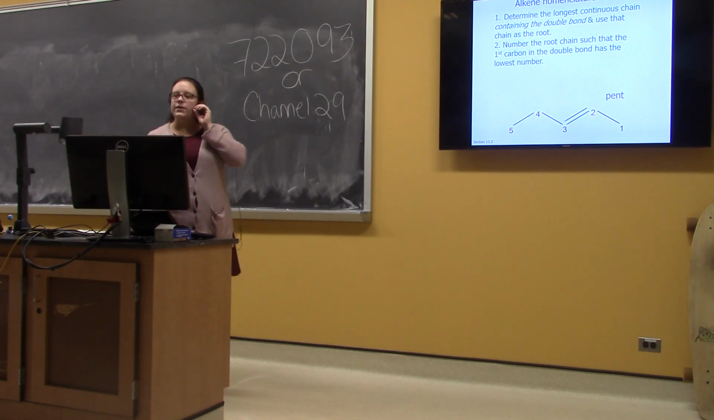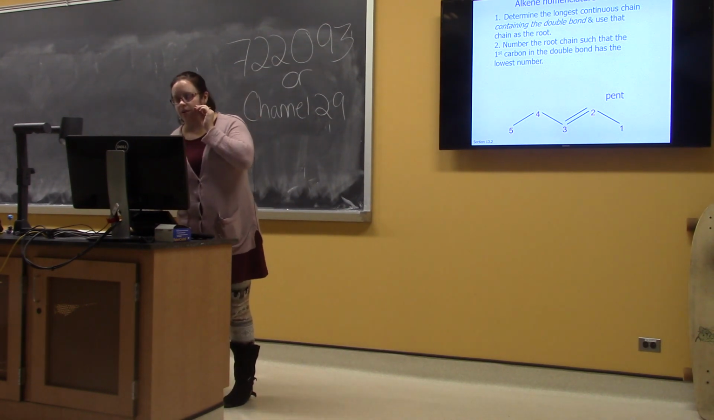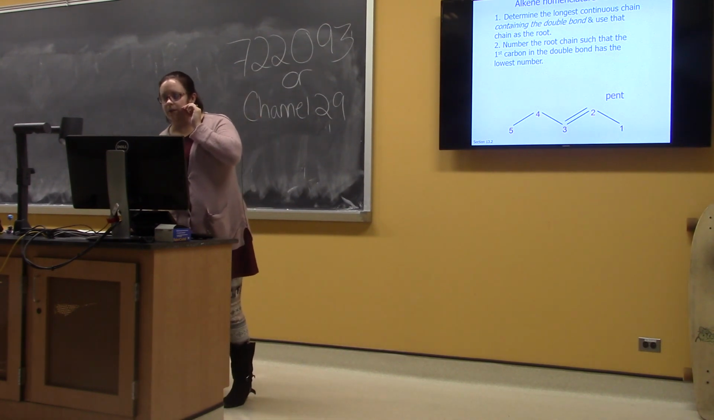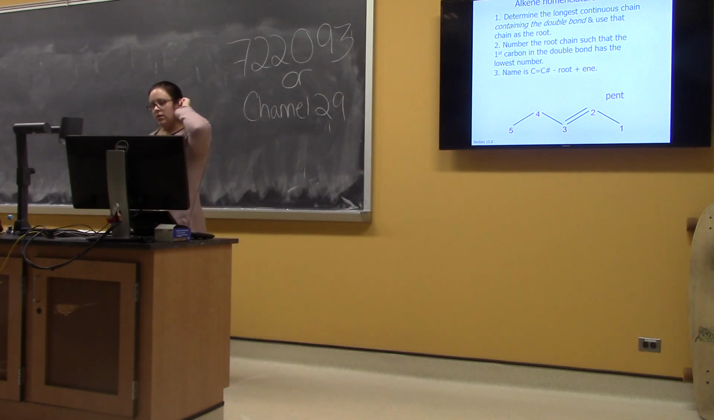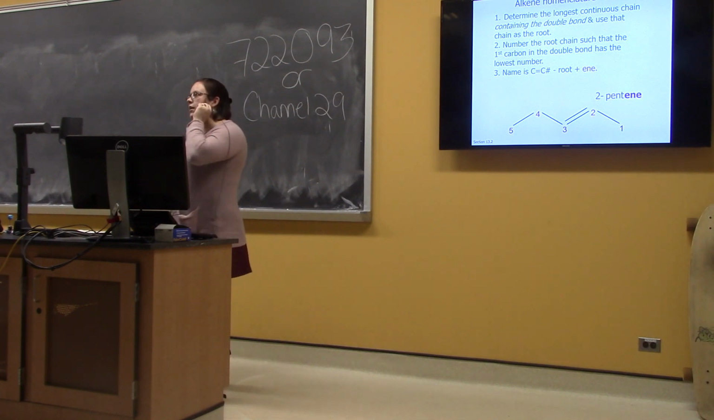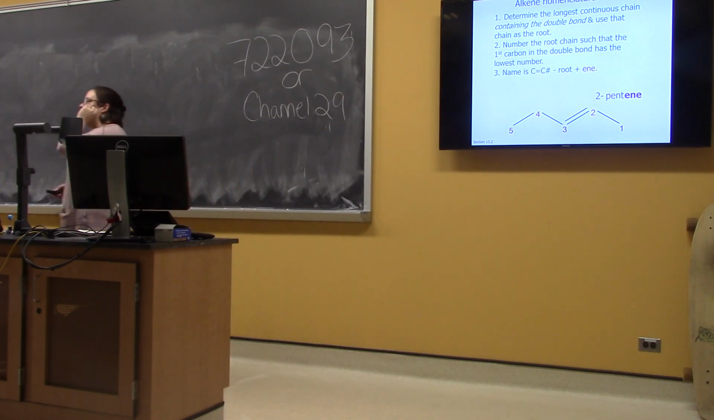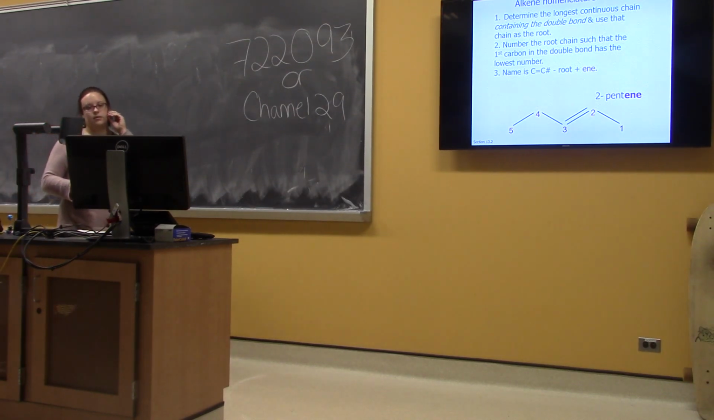So we like the lowest numbers, we like low numbers. So if we start with a 1 over here, we're going to be able to get a 2 and a 3 for our double bond. So we can put that name in front of the pent. So 2 to indicate where the double bond is, and then a hyphen always follows our numbers. And then we're going to end in the root ene for our alkene, ene. So this is 2-pentene.